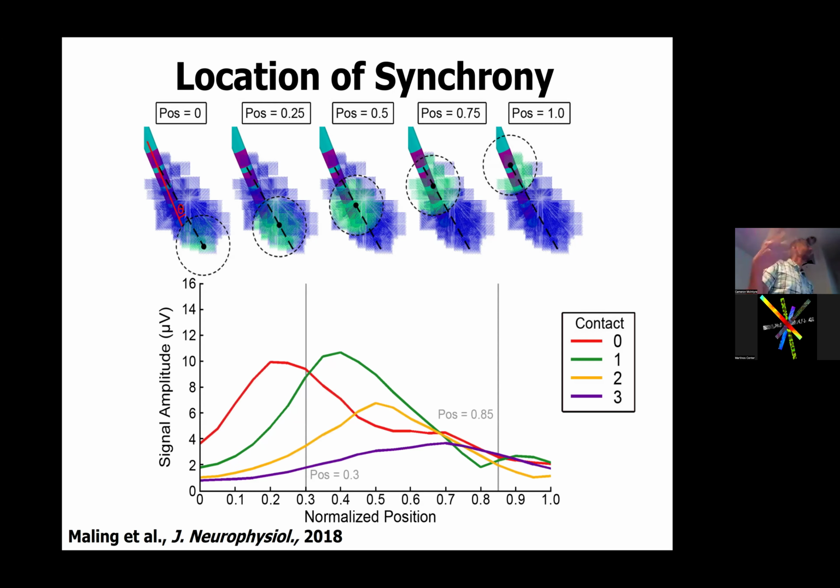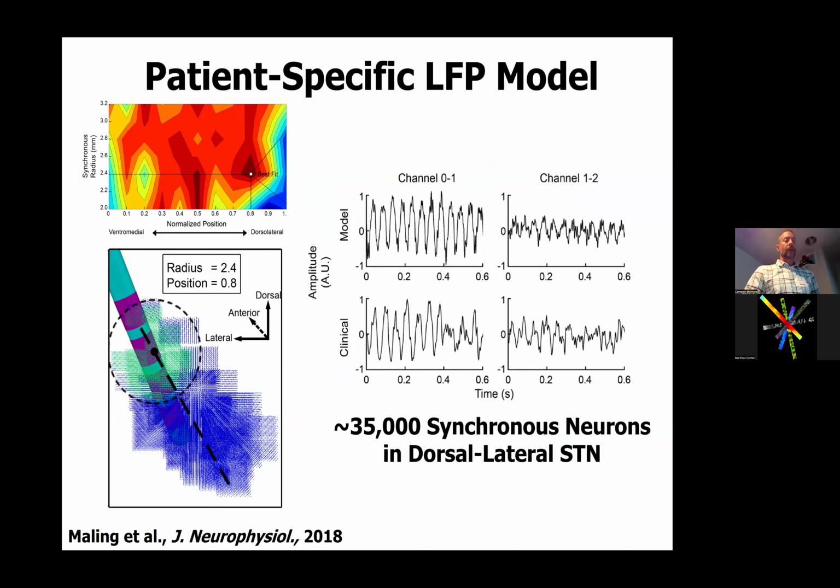And part of what is cool about these modern devices is that you can record parallel, simultaneous activity in many, many different contacts, right? That's the whole point: it gives us an idea to triangulate or localize where this activity is coming from. So if we do that through a big search space, we can look at the radius of that synchrony. We can look at the position of that synchrony in the subthalamic nucleus. And then you compare that against the clinical recordings, right?